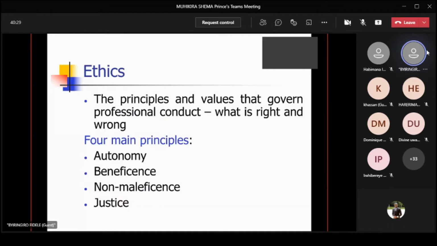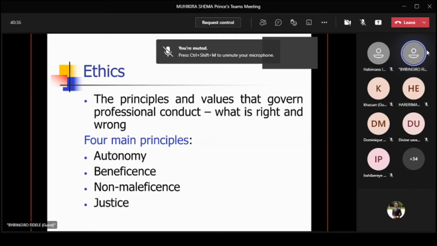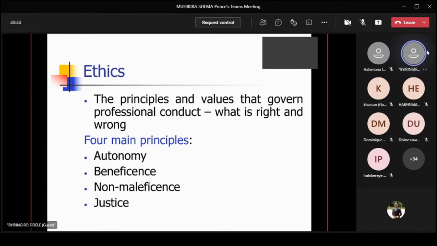And for the ethics, these are principles and values that always govern professional conduct. And here you have to differentiate what is right and what is wrong. In medicine, we have 4 very important principles, what we call autonomy, beneficence, non-maleficence, and justice. What is autonomy?